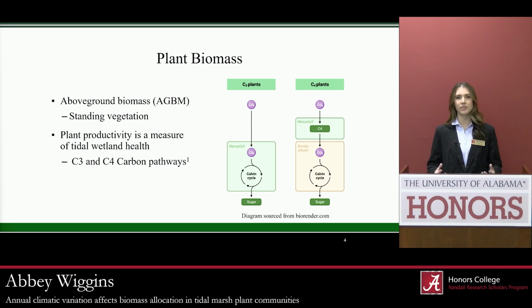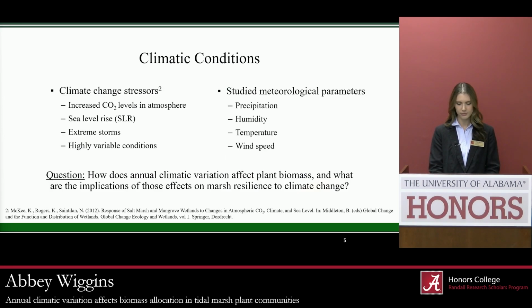A C3 plant, when it's experiencing water stress or hot and dry conditions, can close its stomata, which inhibits its ability to undergo photosynthesis. With a C4 plant, its photosynthetic pathway has an extra layer of insulation, so when it closes its stomata, it can still undergo photosynthesis in the bundle sheath because it can produce a 4-carbon concentrate.